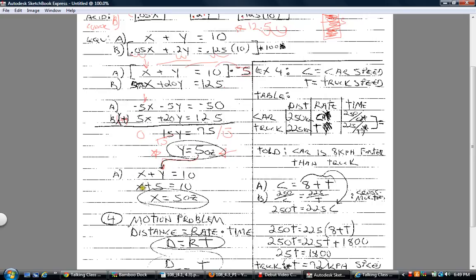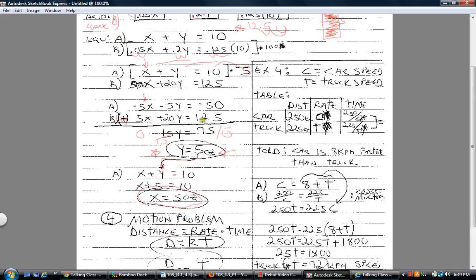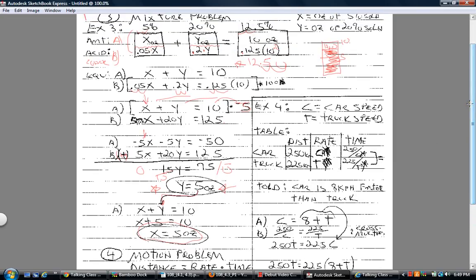20% was 5 ounces. X has to be 5. 5 plus 5 is 10. Now you could do the algebra, but you can do that in your head. But that's how you do it. You substitute in, solve for the other variable x, and you find out that you need 5 ounces of the 5% solution and 5 ounces of the 20% solution.